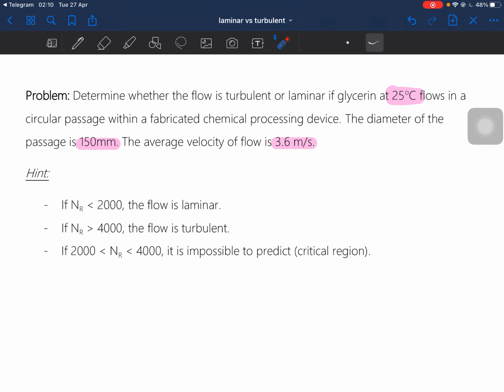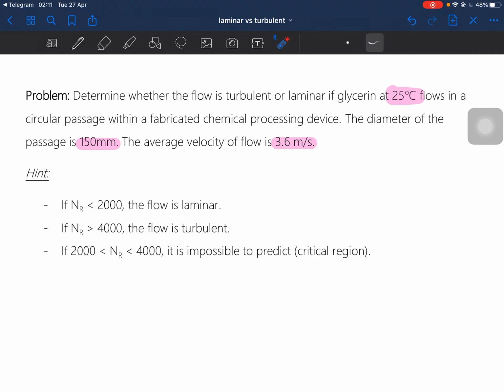Normally you can see something like NR less than 2,000 and NR more than or equal to 2,000. But in this case, it jumps completely from 2,000 to 4,000. So in case it's in between, it is impossible to predict, or it is in the critical region. In some cases there's nothing exactly 2,000 or exactly 4,000, so you don't have to worry about that.